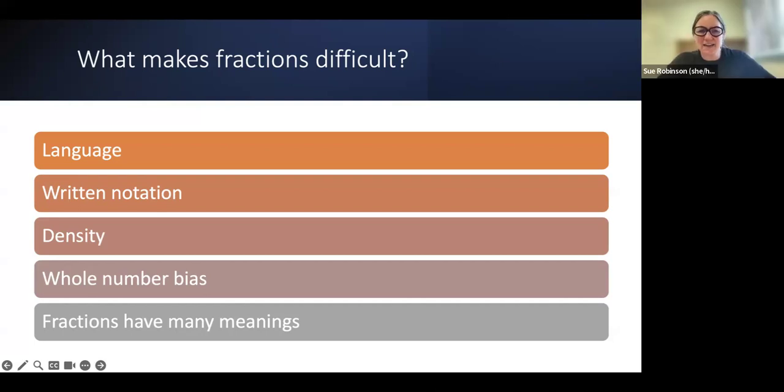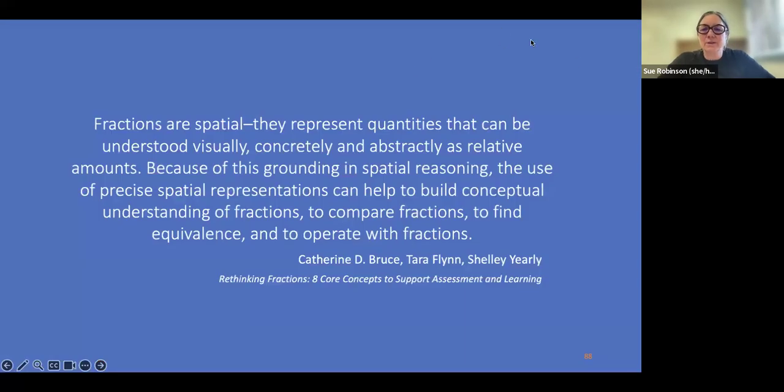Yeah, and this kind of leads us to our last slide, which is just this lovely quote from Kathy Bruce, Tara Flynn, and Shelley Yearly's book. Oh yeah, Shelley. About fractions are spatial. If we teach fractions from a spatial perspective, well, it's really good for kids to learn spatial thinking, and to be exposed to thinking about things spatially. But it's going to make all of these things that are hard about fractions easier for students to understand.